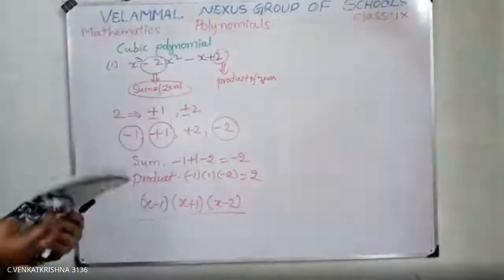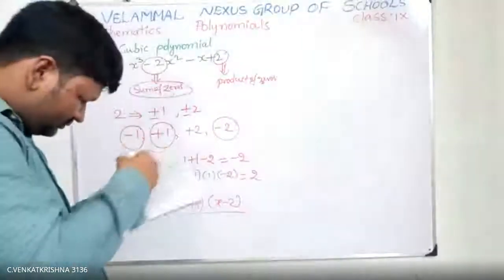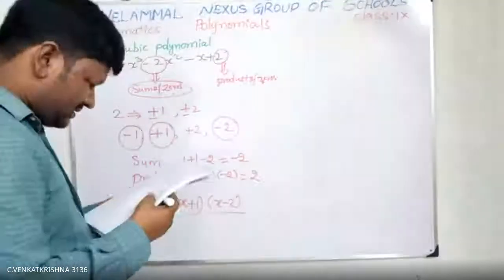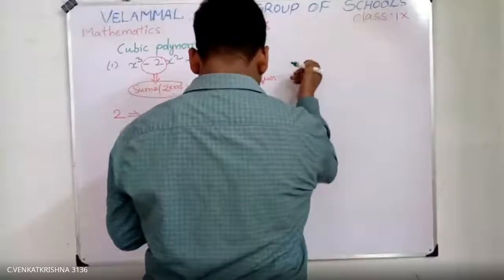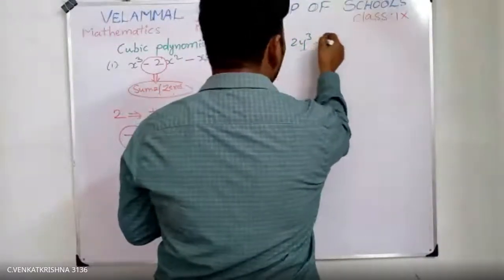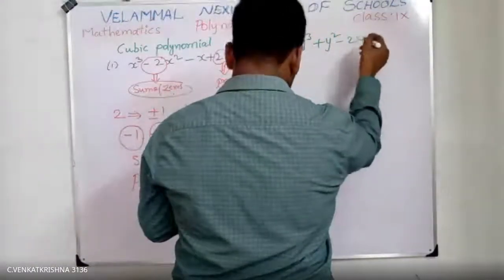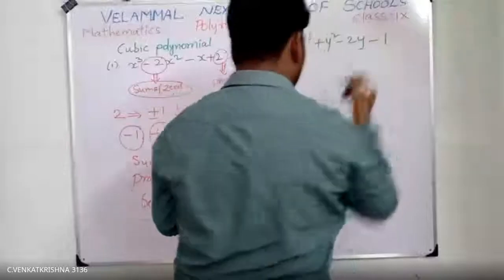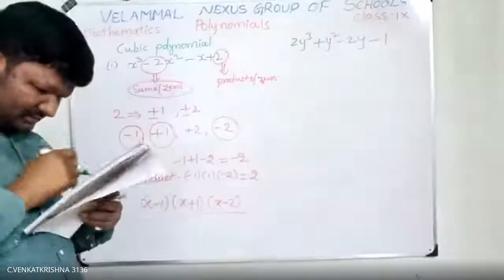Okay. Now we will see one more example question, if the coefficient is given. This is your exercise 2.4, fourth question: 2y cube plus y square minus 2y minus 1.